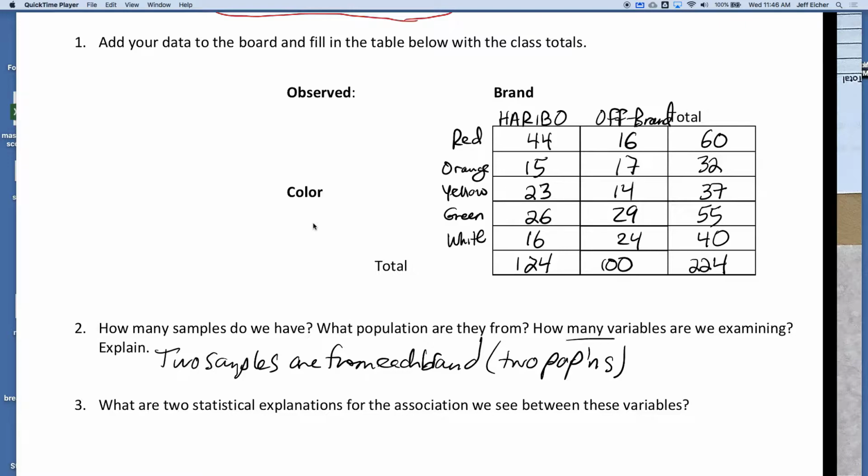How many variables are we examining? We're only examining 1 variable. The brands themselves isn't really like a variable that we're examining, it's the color. So we have 1 categorical variable that we're examining, and that's color. So yesterday with the goodness of fit and Skittles, we had 1 sample and 1 variable. But today we have 2 different samples, 2 different brands, and 1 variable.